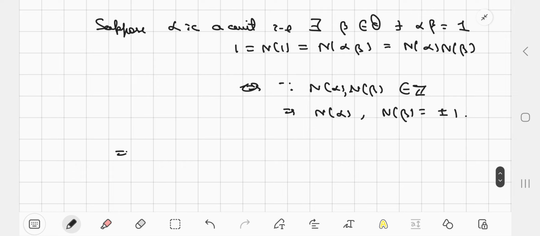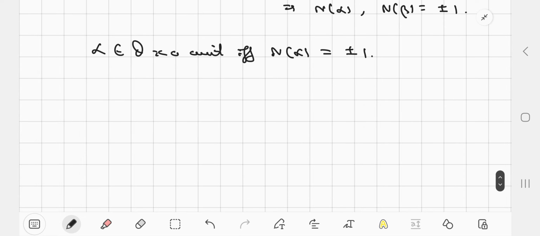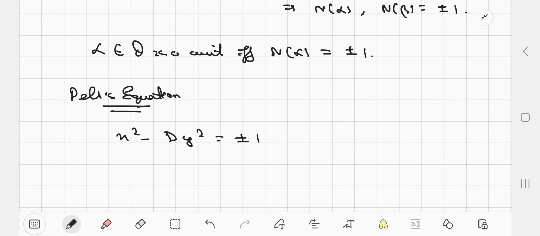But that means, when we started with alpha being a unit, we are finding that its field norm is plus or minus 1. Therefore, alpha belonging to theta is a unit if and only if its field norm is plus or minus 1. But how does it help us? As I said, consider a Pell's equation. So Pell's equation is basically an equation of the form x square minus d y square is equal to plus or minus 1, and we are to find integer solutions to it.